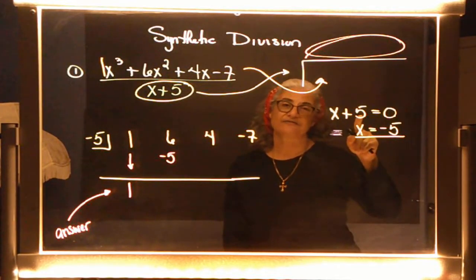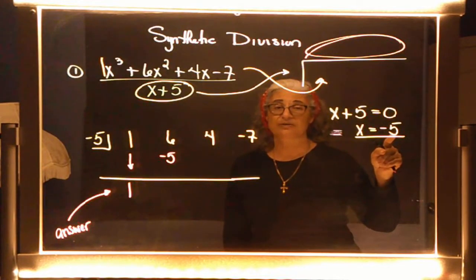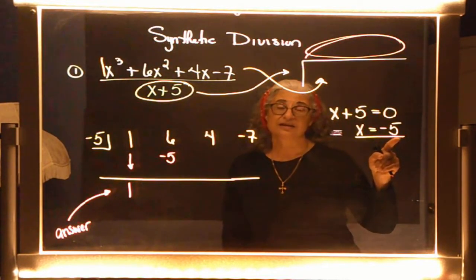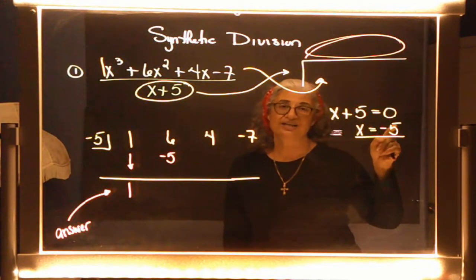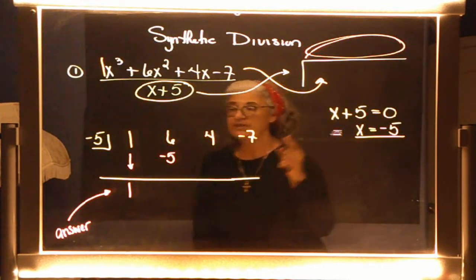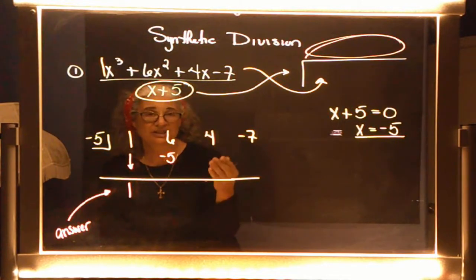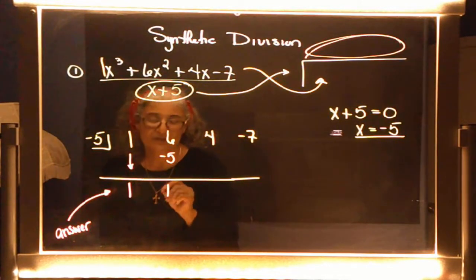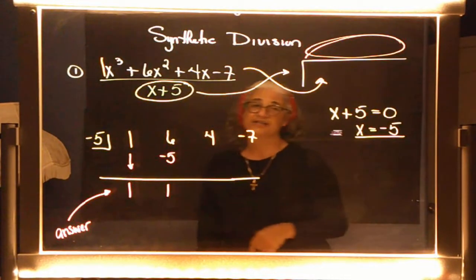This was a +5, but then it became a -5 when I set it equal to 0. Are you with me? I don't have to subtract, because as soon as I set it equal to 0, the 5 changed signs. So it took care of the subtraction part, which means all I have to do is 6 plus a -5, which is +1. I don't have to subtract, I just add the two numbers together.